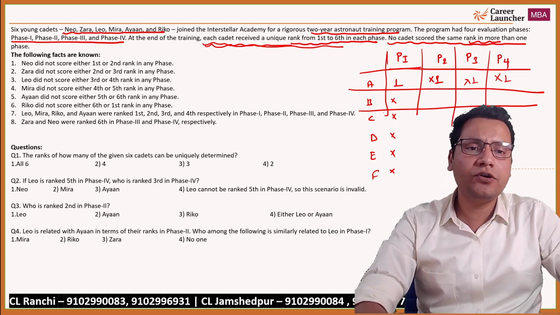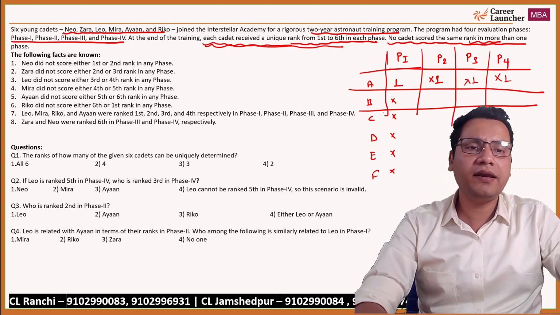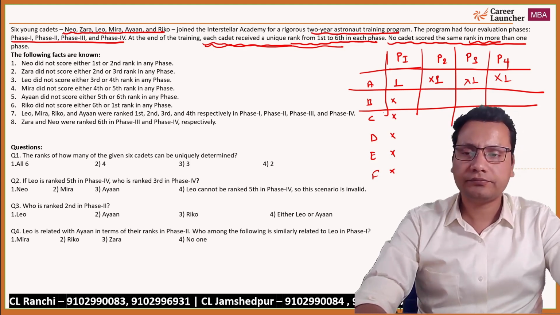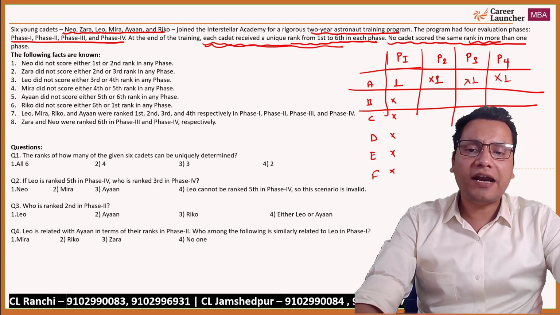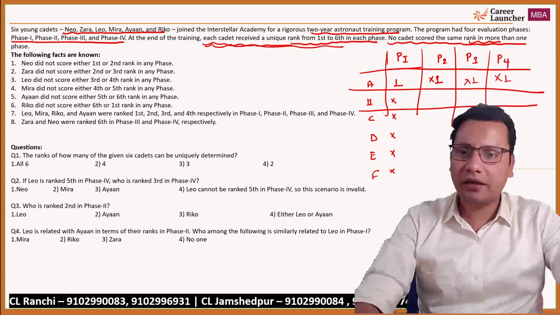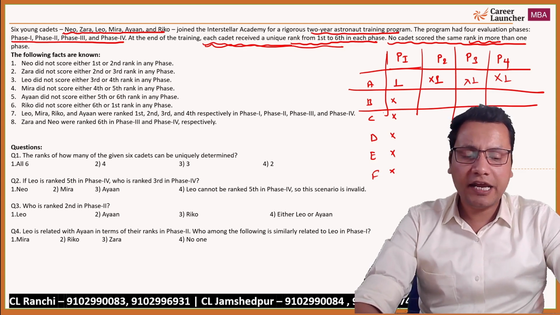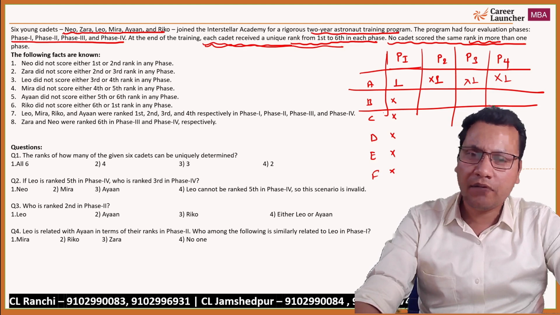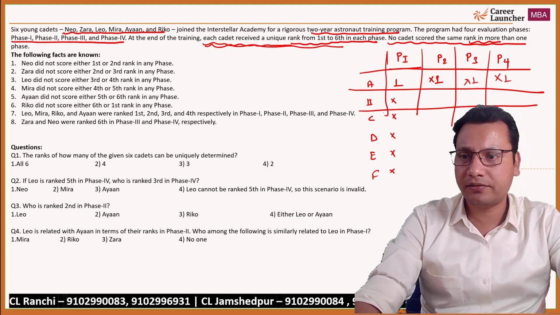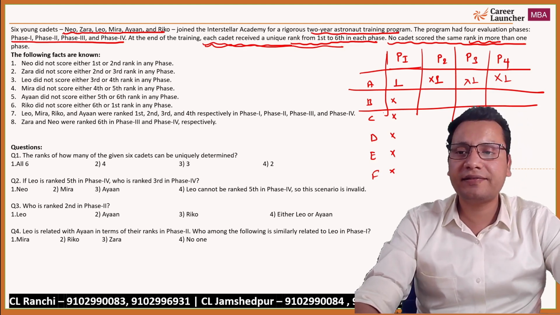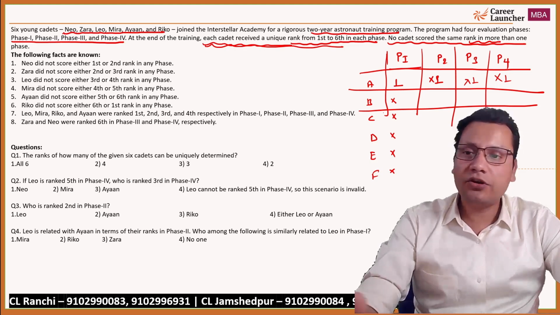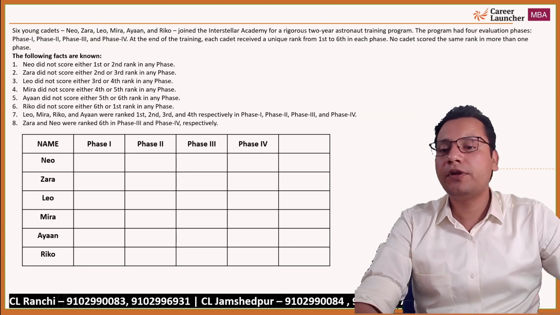Guys, pause the video, try this set on your own and then watch the solution. Now let's try to solve the set. For solving the set, we need a table or a matrix of 4 by 6, as there are 6 cadets and they are going to have 4 phases. Now look at this.